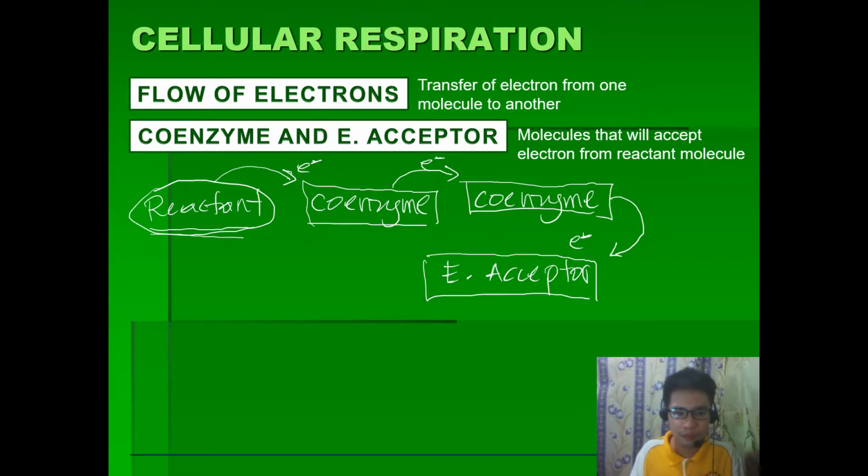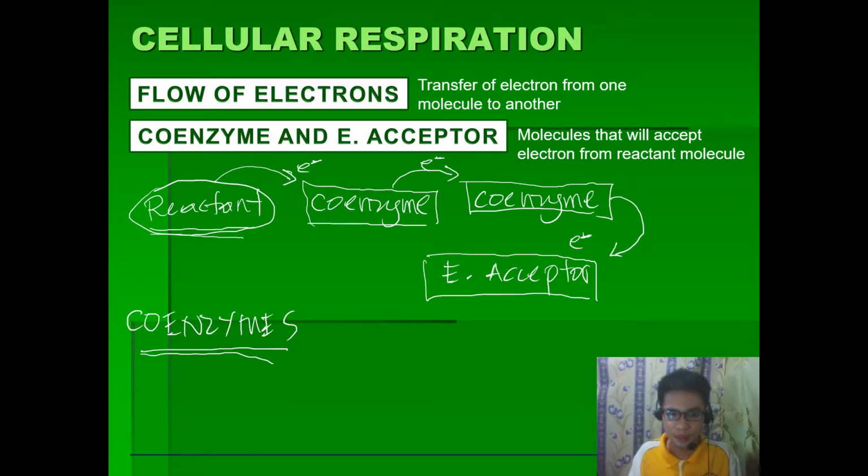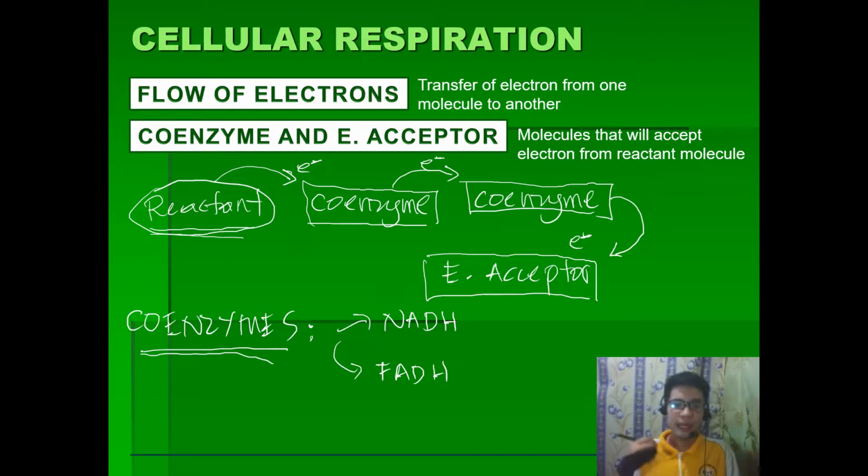Talking about coenzymes, class, there are two coenzymes involved in the process of cellular respiration, and these are NADH and the other one is FADH. NADH, class, is produced in glycolysis. It is also produced in pyruvate oxidation. And lastly, it is also produced in the Krebs cycle. Now, FADH, on the other hand, is produced in the Krebs cycle only.